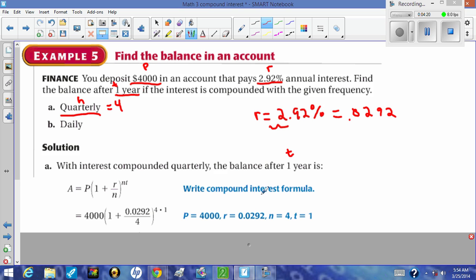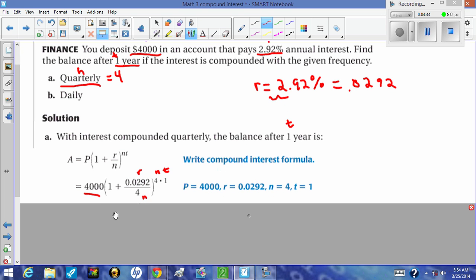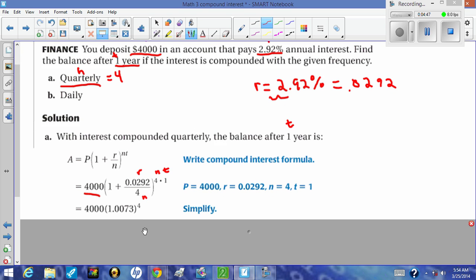So identify all our variables, and then it's just a quick substitution. Here's your P, your R, your N, and this is your N times T. So just with identification and quick substitution, and now you're going to have to do some math, and remember your order of operations as you do your math. Remember that we do the parentheses first, so we divide before we add, and before we do the exponents. You're going to need a calculator on this.